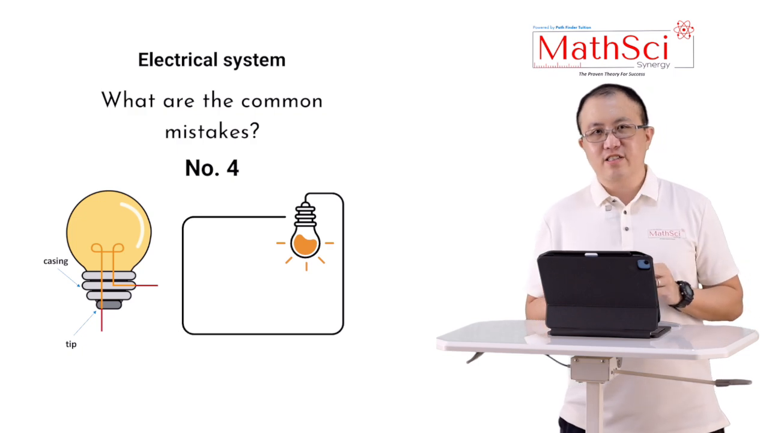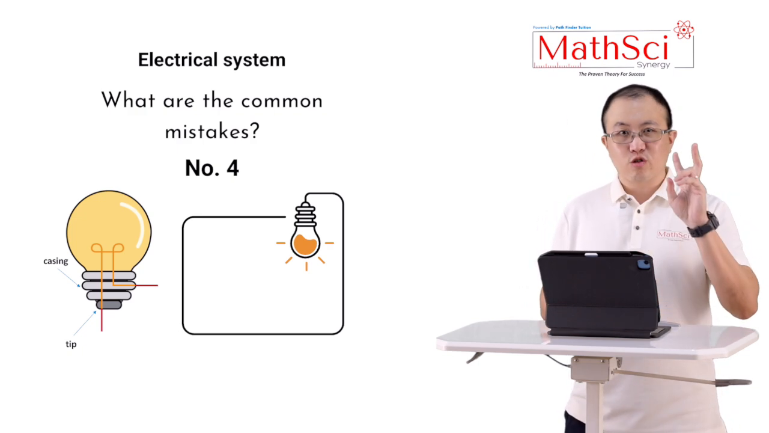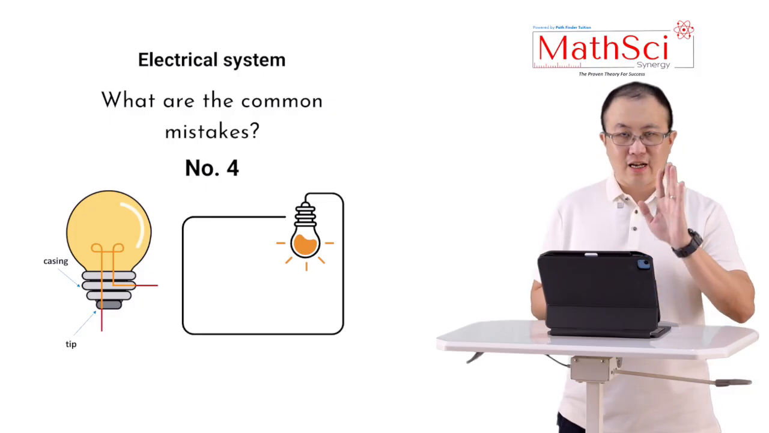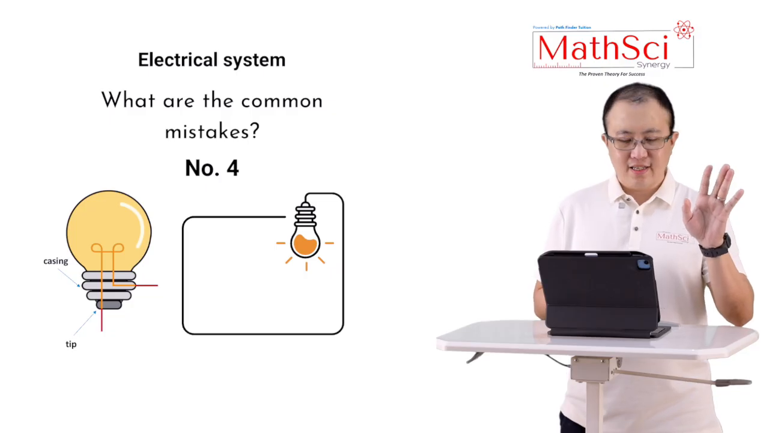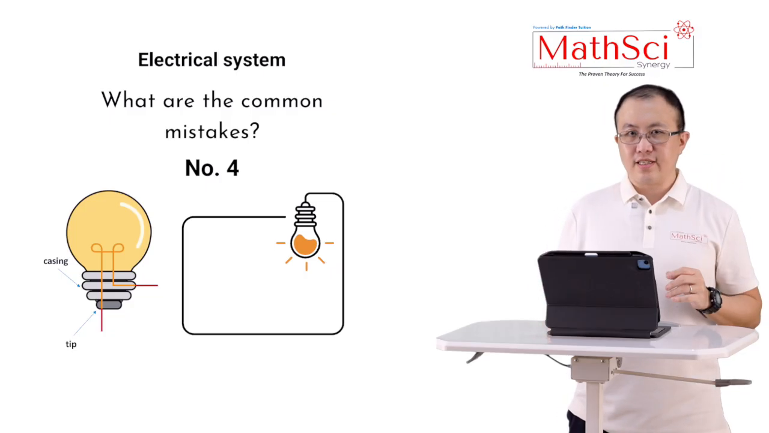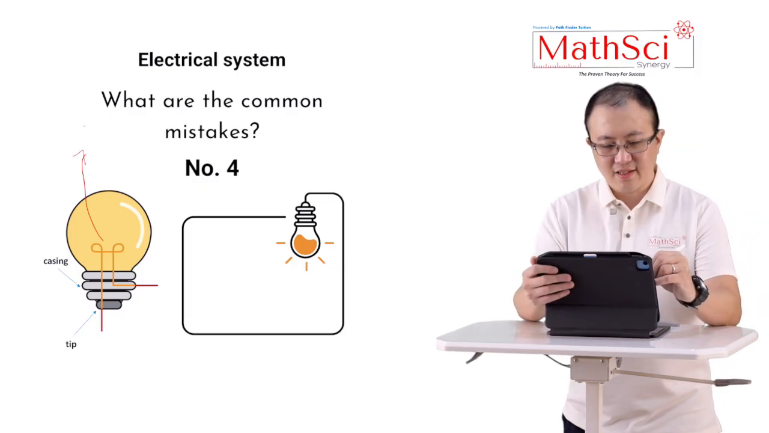Mistake number 4 is related to the light bulb connection. In a light bulb, there are actually 2 parts. There's a casing and there's a tip. You can see from this diagram on the left that the casing and the tip are attached to different parts of the filament. And this is called the filament.